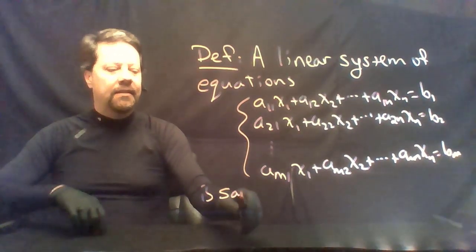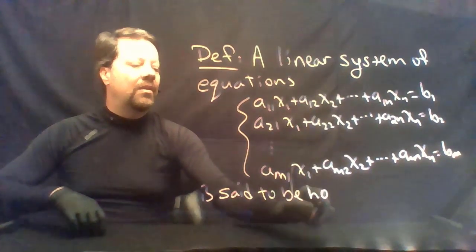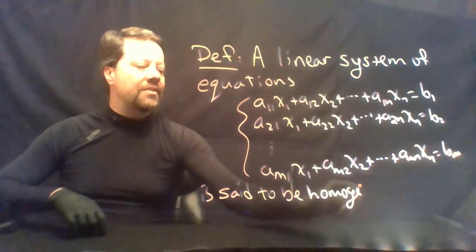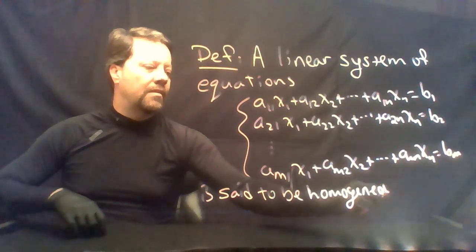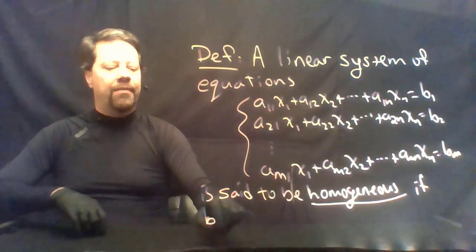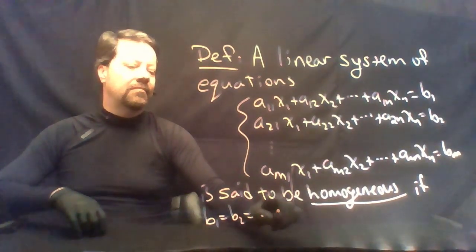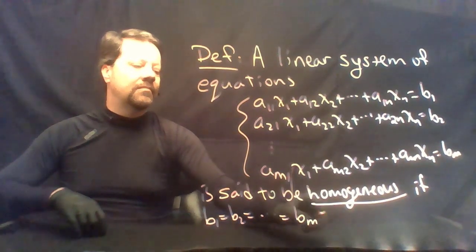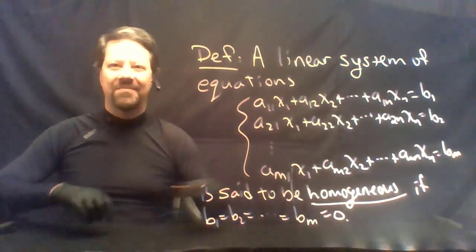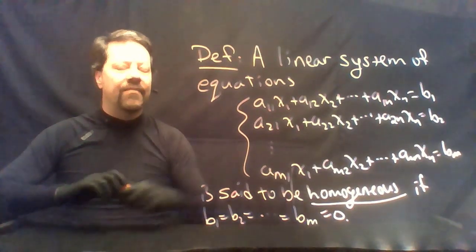Such a system is said to be homogeneous if all of the right-hand sides are 0. There are two correct ways to pronounce this word.